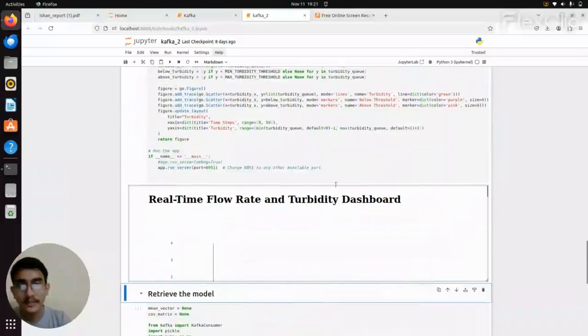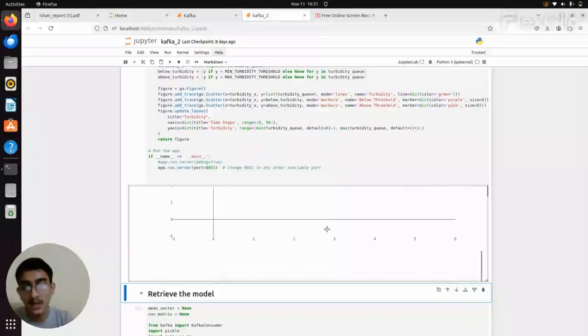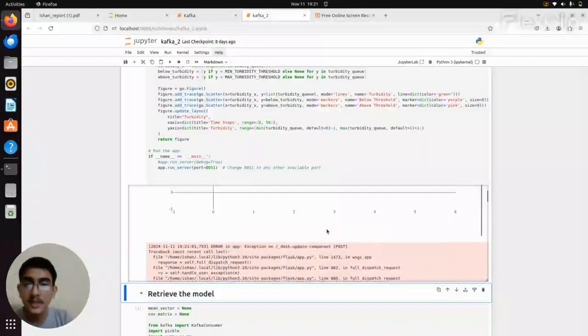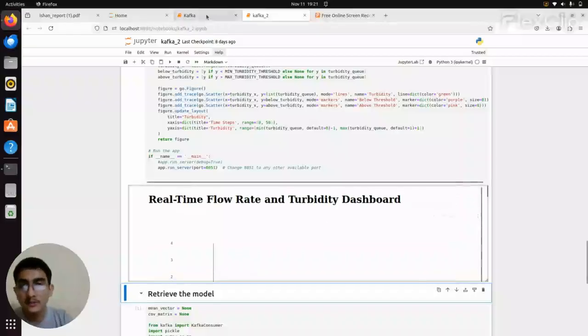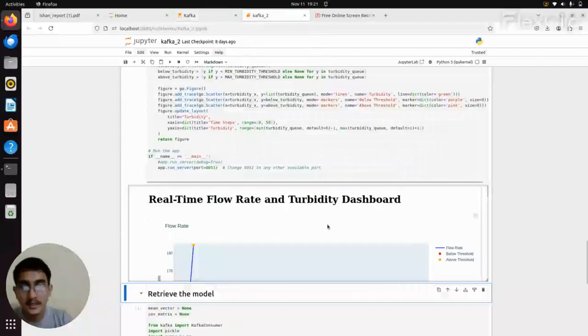So here it displays this real-time turbidity and flow rate monitoring system. As you can see, nothing is being displayed right now. But as soon as I start to send data, points are being registered there, and some aggregation from multiple sensors is being calculated, and those data points are classified as anomalies or not. So let's send the data. This data is being sent.